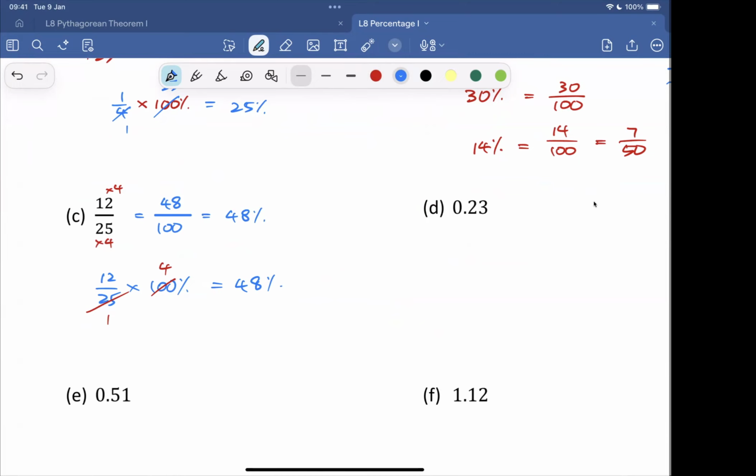So there are two ways to convert it into a percentage. Either you make the denominator become 100, or you just multiply by 100%. That's it. You're done. Any questions?